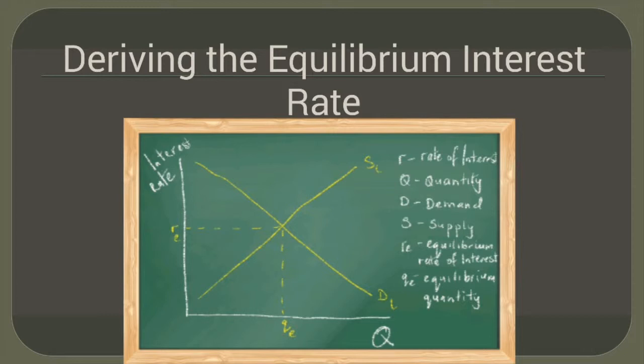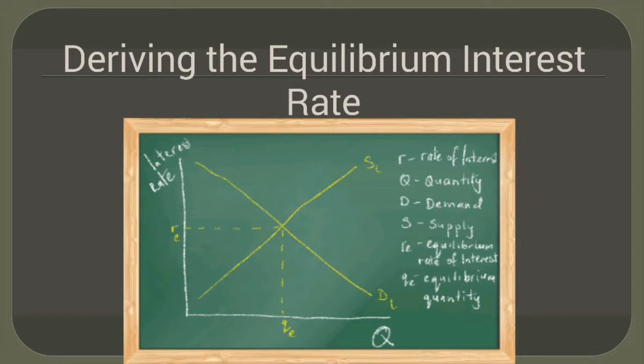This will be where the demand for loanable funds curve and the supply for loanable funds curve intersect. And at the point of intersection, what we have is equilibrium. And we will determine, therefore, the equilibrium rate of interest and the equilibrium quantity of loanable funds, which means at that point, the demand for loanable funds will equal the supply for loanable funds. And we see that here in this diagram.